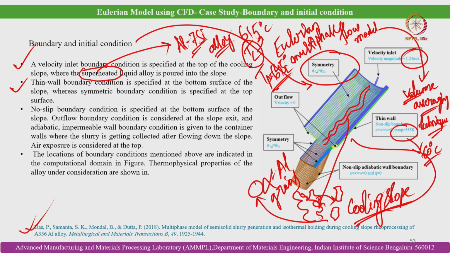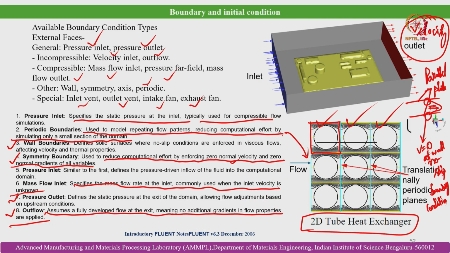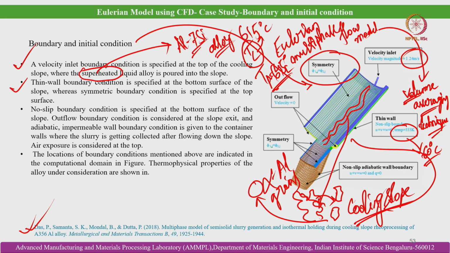So, here all the flow variables which are computed within this domain, their gradients, normal gradients, are 0 across this boundary. So, this is where the symmetry boundary is specified, and then a no slip boundary condition is specified at the bottom of the slope, as we have already discussed, and an outflow boundary condition is considered at the slope exit. Okay. So, what is the typical slope exit over here? So, here you can see, these are the slope exit.